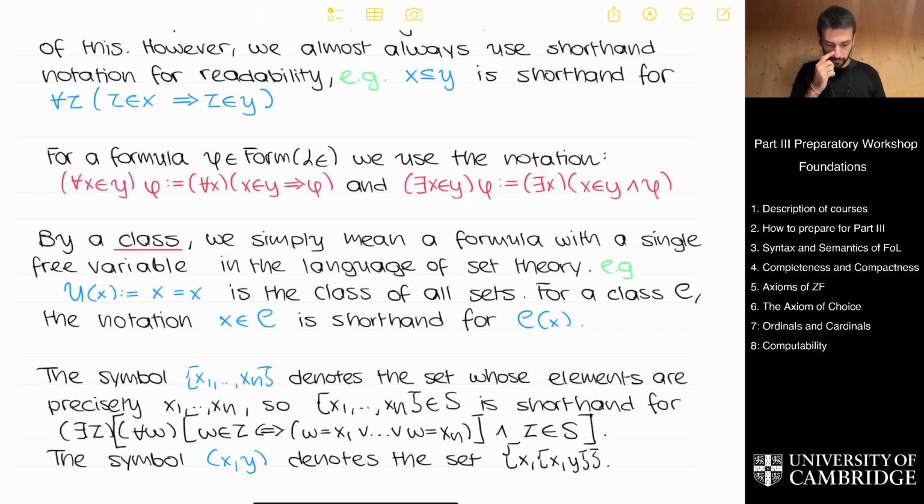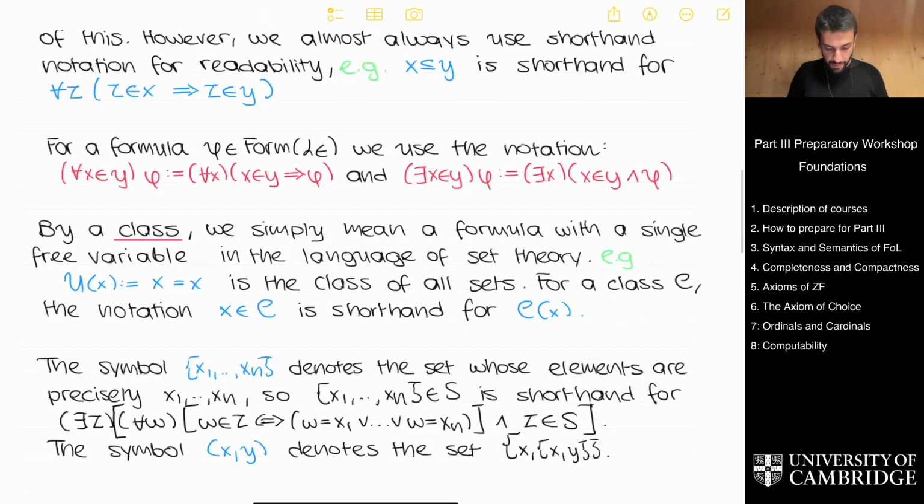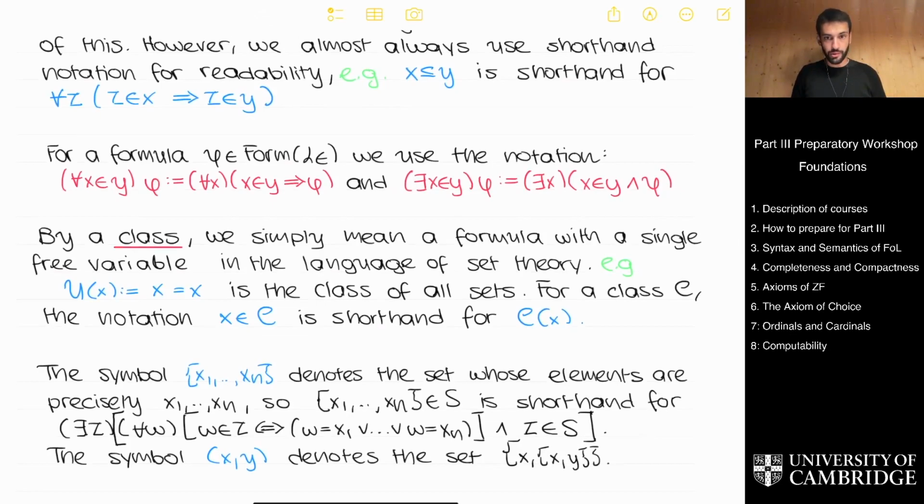By a class, we simply mean a formula in the language of set theory that has a single free variable. For instance, the formula x equals x denotes the class of all sets. Why? Because everything satisfies this formula. For a class C, technically C is not something that we can talk about, so technically the notation epsilon would not apply to it. But x is in C is simply shorthand for C holds of x.